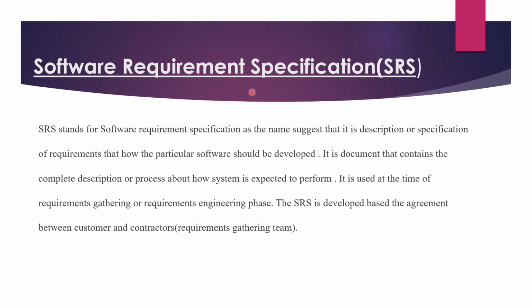Software requirement specification. As the name suggests, software requirement specification, or SRS, is the description or record of the requirements that the particular software needs, that is, how the particular software should be developed. It is documented in the form of requirements gathered from the client side. It is developed through a contract between the customer and the requirement gathering team.